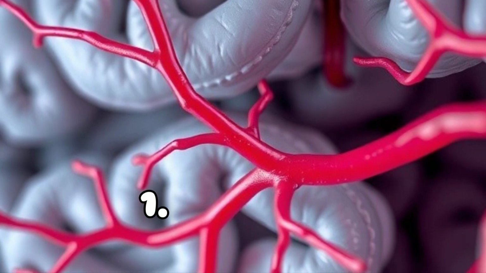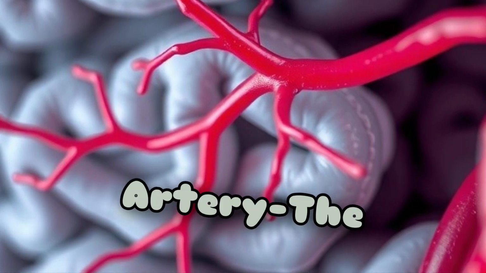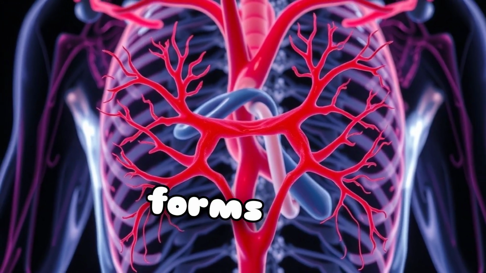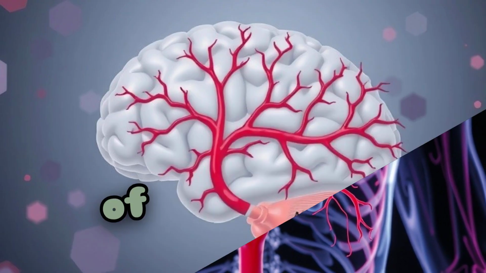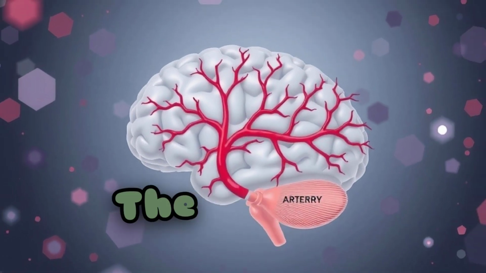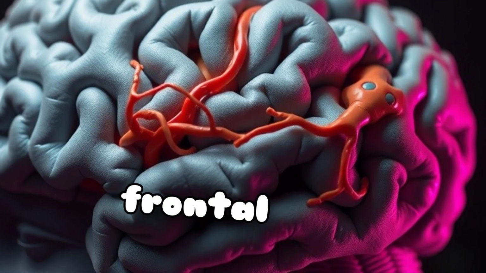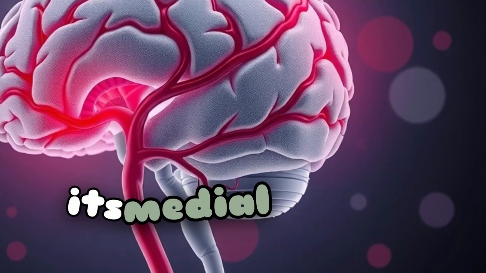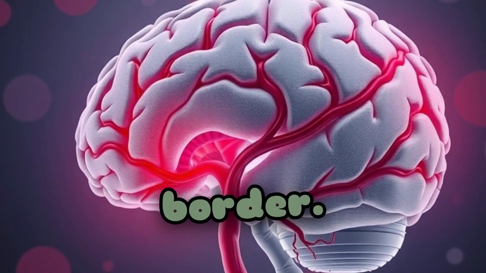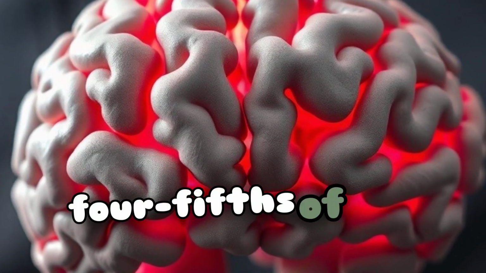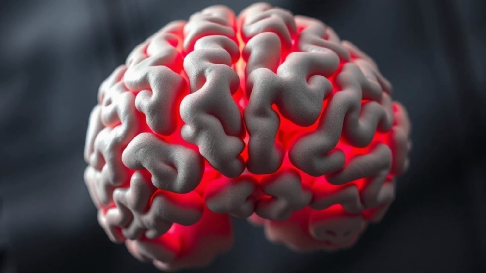1. Anterior cerebral artery. The anterior cerebral artery forms the anterolateral portion of the circle of Willis. The anterior cerebral artery supplies a part of the frontal lobe, specifically its medial surface and the upper border. It also supplies the front 4/5 of the corpus callosum.